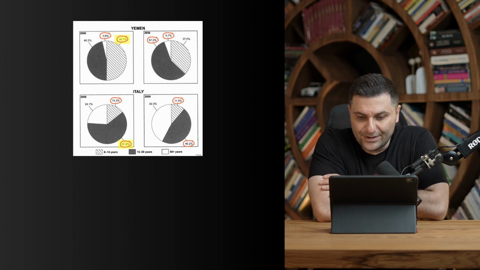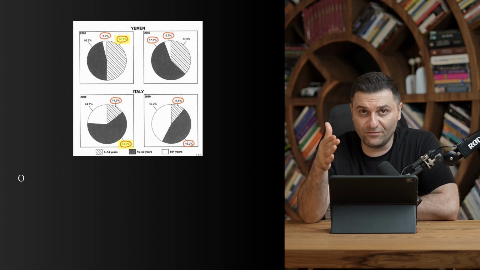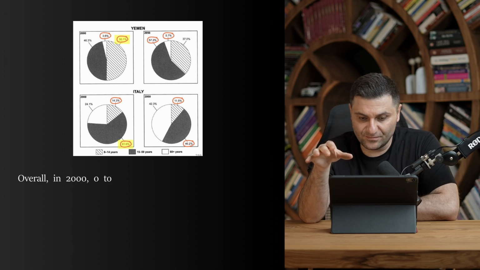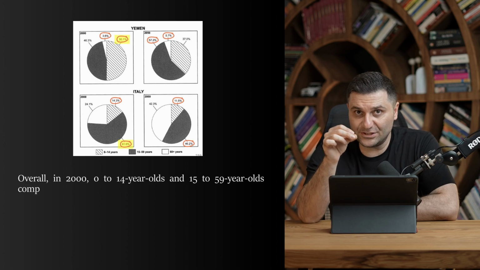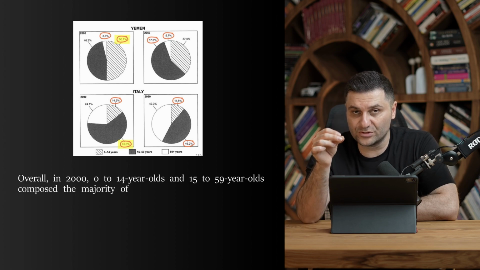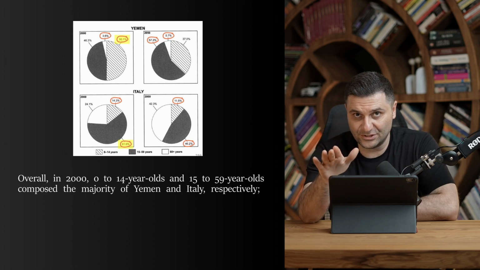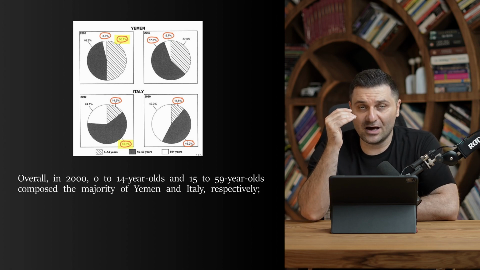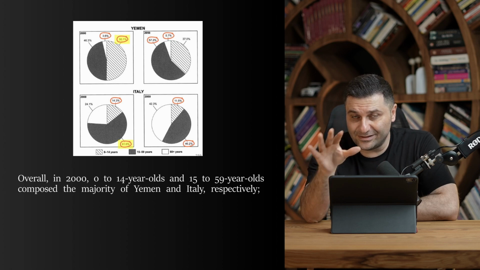And talking about Yemen and Italy, and of course talking about the majority, right? So overall, in 2000, 0 to 14-year-olds and 15 to 59-year-olds composed the majority of Yemen and Italy respectively. So we talked about the highest age group, right? The majority age group in both Yemen and Italy in 2000.